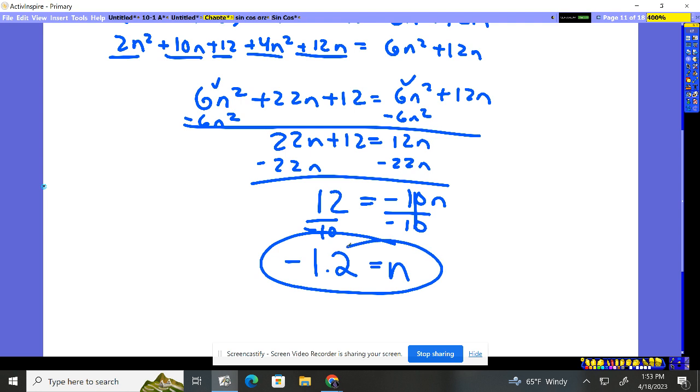You can see it's a long problem. You just got to take your time and keep going at it, going at it, going at it, and you'll get there to the negative 1.2 answer.